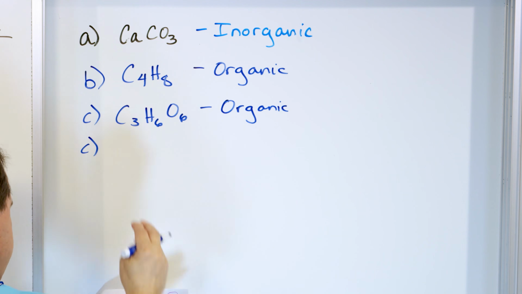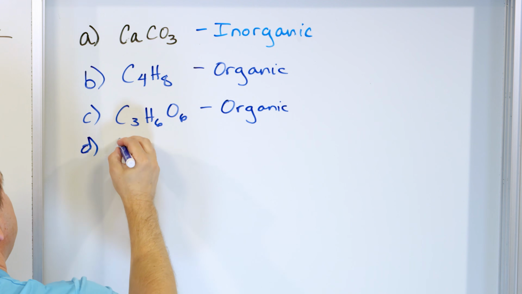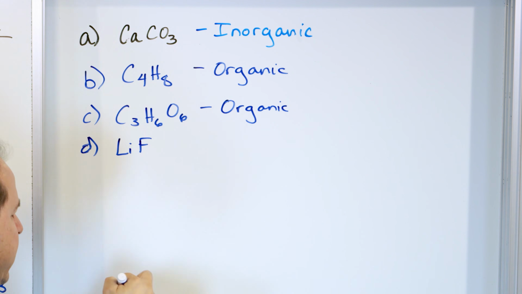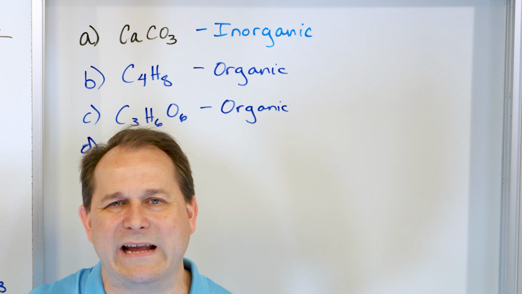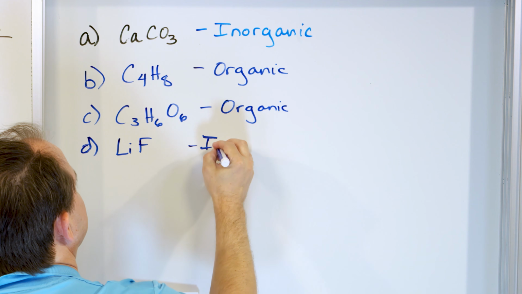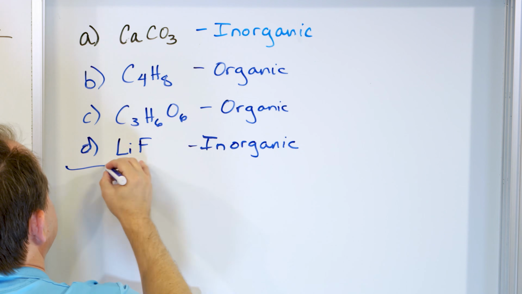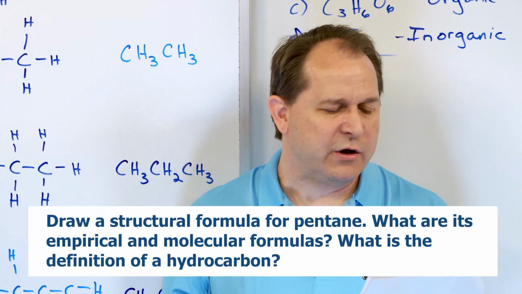Okay? And then our last one, which is D actually, is LiF. So this is lithium and fluorine. There's no carbon, there's no hydrogen, and obviously this is not organic because it has a metal and a non-metal. So this thing is inorganic. All right, easy enough.